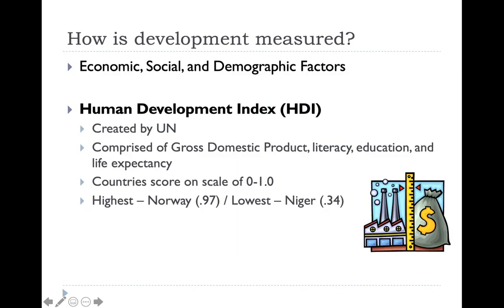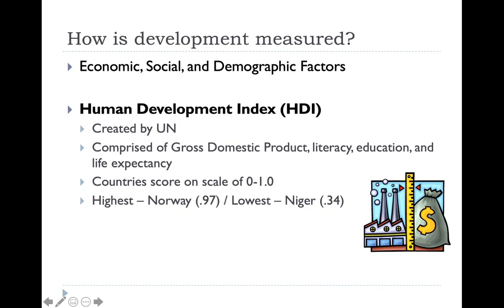Okay, so how do we measure development? How do we measure the things that determine if a country is a first world or a second world, if it's more developed, less developed, or newly industrializing? Well, we look at social, economic, and demographic factors when we measure development. Okay? And an index that we use is something that's called the Human Development Index, or the HDI.